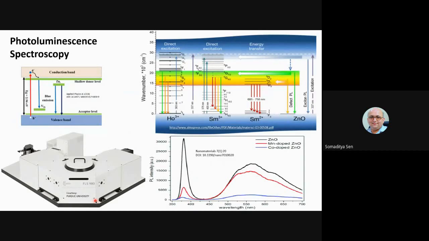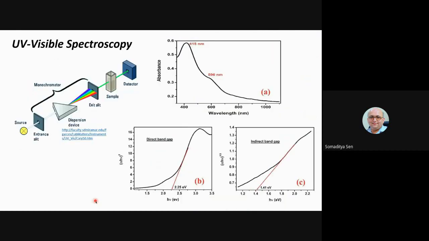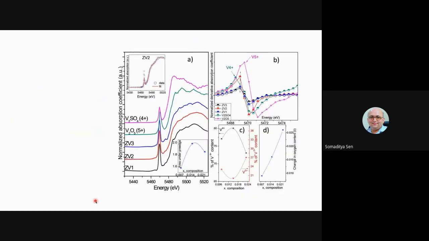But let me also tell you about the other aspect of electronic material. So why do we do this UV-visible spectroscopy? Because in most of our semiconductors, the energies that separate the valence band and the conduction band are in this region. Okay, either it is in the UV or it is in the visible light region.